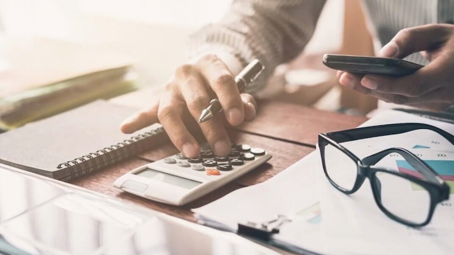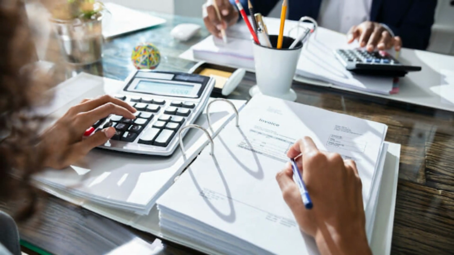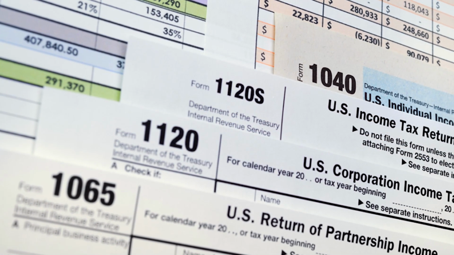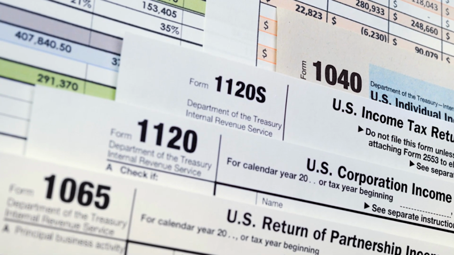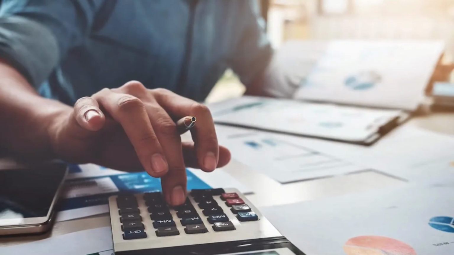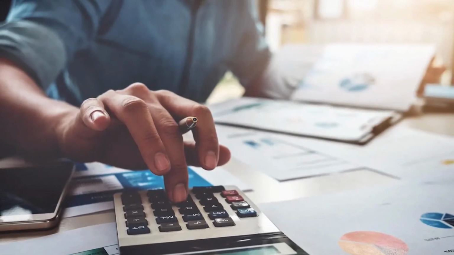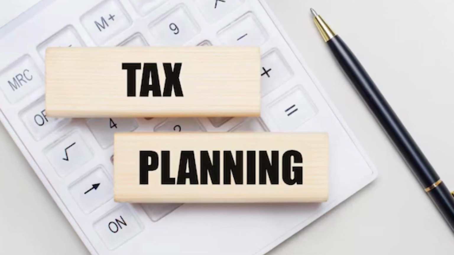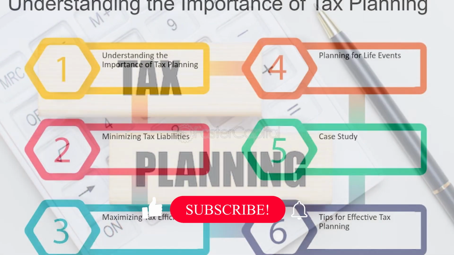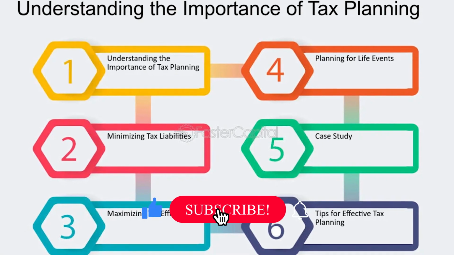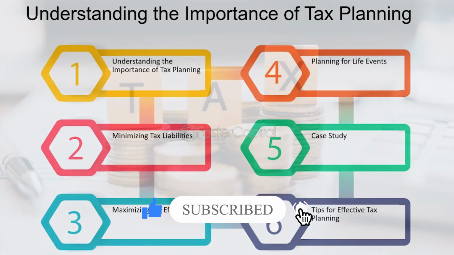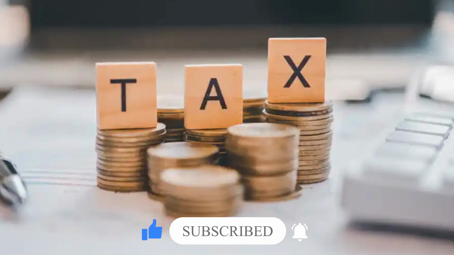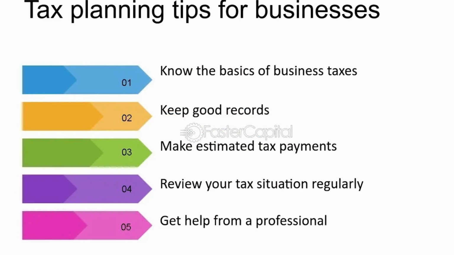If you are an employee, you can adjust the amount of tax withheld from your paycheck by updating your W-4 form. If you typically owe a lot of money at tax time, increasing your withholding can help you avoid underpayment penalties. On the other hand, if you always get a large refund, you might be giving the government an interest-free loan. If you are self-employed, you will need to make quarterly estimated tax payments. Calculating these accurately helps you avoid penalties and keeps your cash flow stable.